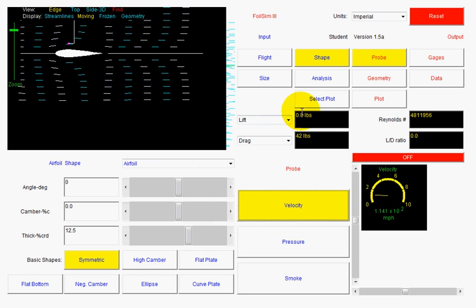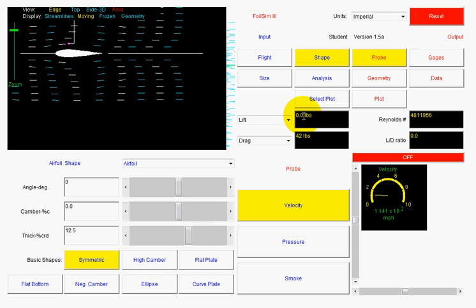Looking at this airfoil, does this airfoil produce any lift? No, it does not. Why does this airfoil not produce any lift? These questions will need to be answered by you and your partner.